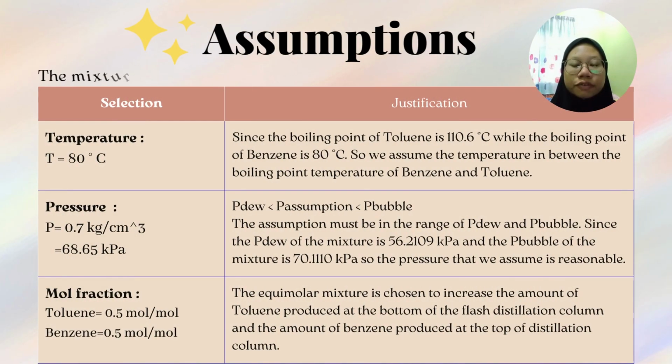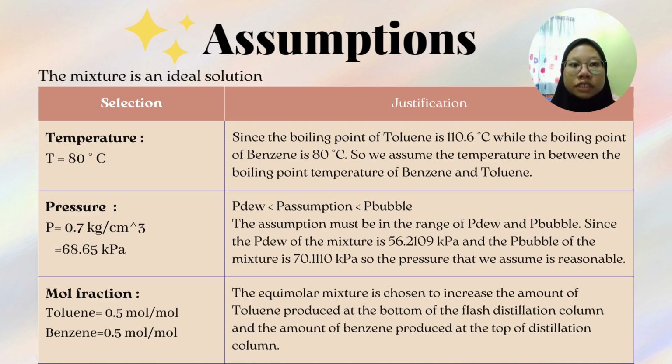For the assumptions, firstly, we assume that the mixture is an ideal solution in which the enthalpy is equal to 0. Next, for the inlet temperature, we assume 80 degrees Celsius. Since the boiling point of toluene is 110.6 degrees Celsius, while the boiling point of benzene is 80 degrees Celsius, we just assume a temperature in between those boiling points.